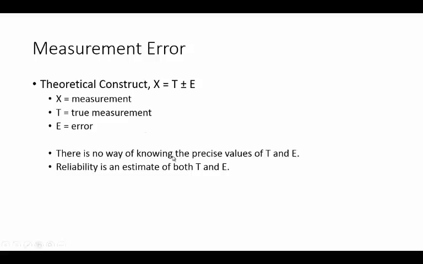there is no way of knowing the precise value of T and E. When we measure, we don't know what is the true value and how much is the error. That's why we need to estimate this error by calculating the reliability of the measure. What is reliability?